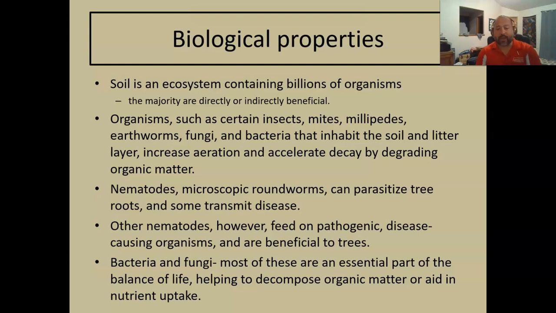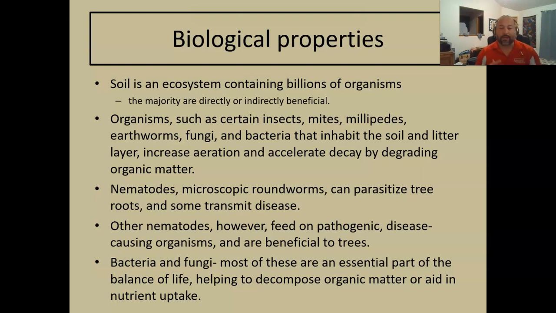Bacteria and fungi. It's important that we mention both of those, because if it's grassland dominated, it's mostly bacteria. If it's forest dominated, it's mostly fungi growing beneath the soil. But both of these are important. They're an essential part of the balance of life in the soil, helping to decompose the organic matter and aid in nutrient uptake. Fungi, especially with the idea of mycorrhizae with the tree roots in a symbiotic relationship.